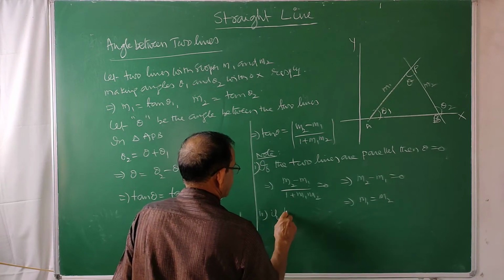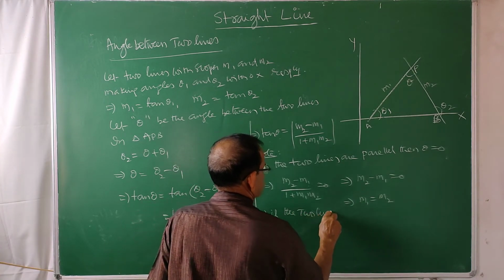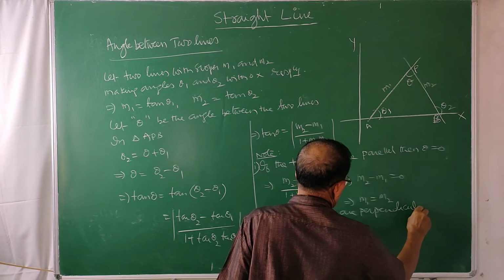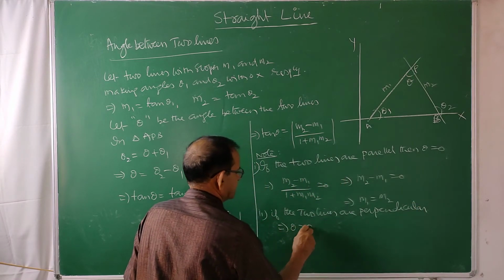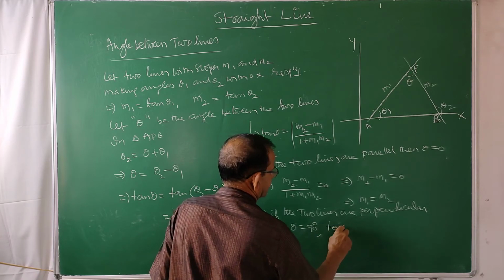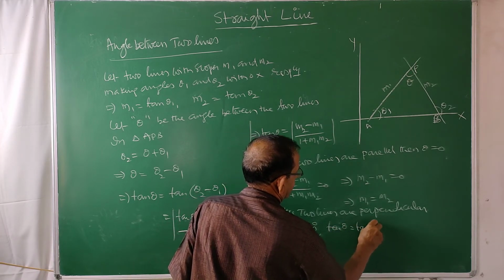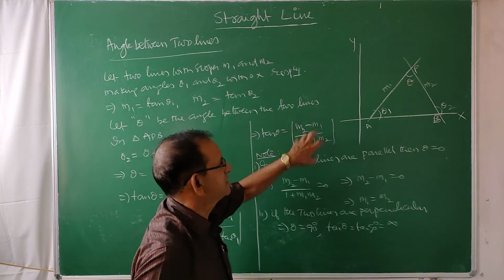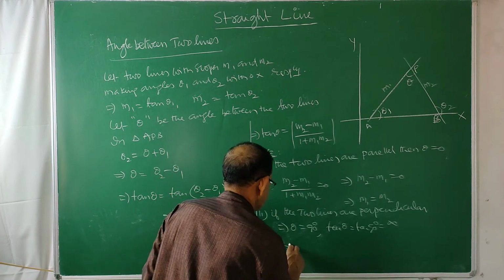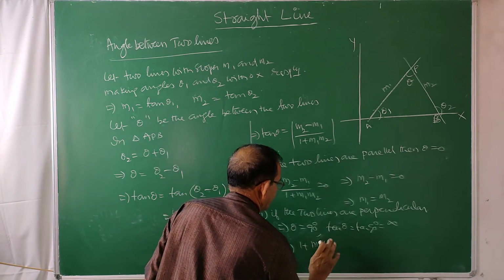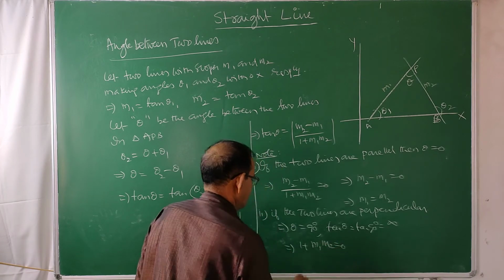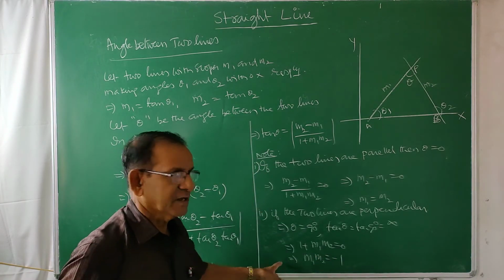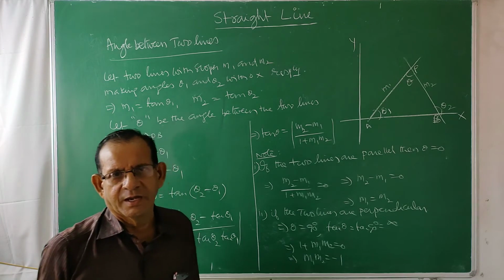If the two lines are perpendicular, that implies theta is equal to 90 degrees. That implies tan theta is equal to tan 90. That is, we call it infinity. Actually, it is not defined. So this is infinity, meaning the denominator should be 0. That implies 1 plus m1 m2 must be 0. That implies m1 into m2 is equal to minus 1 for perpendicular lines. For parallel lines, m1 is equal to m2.